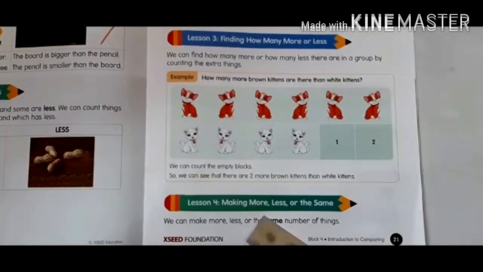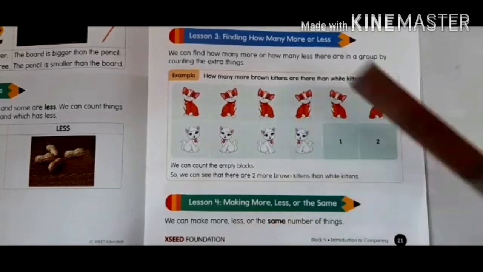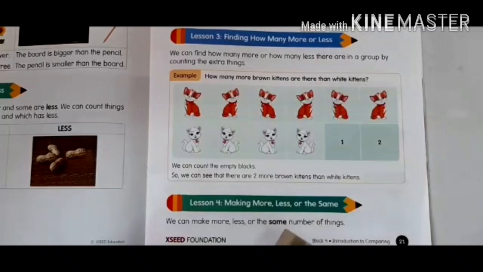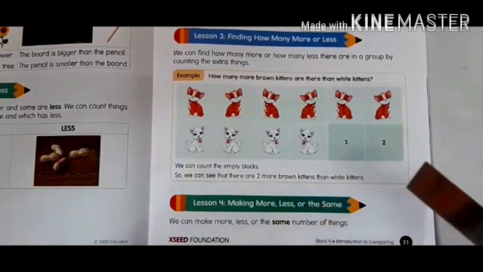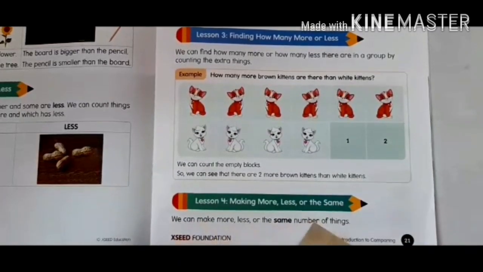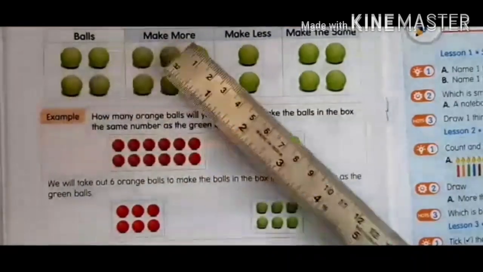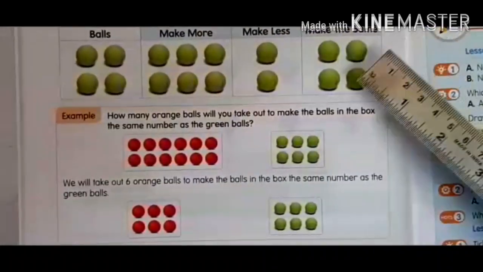Now lesson 4. After completion of lesson 3, now we are moving to lesson 4. Making more, less or the same. In lesson 3, we learned how to find how many more or less. In lesson 4, we are going to learn making more, less or the same. We can make more, less or the same number of things. Turn the page. See the picture. Here you can see 4 balls, children. Here how can we make more than 4 or less than 4 or the same as 4?